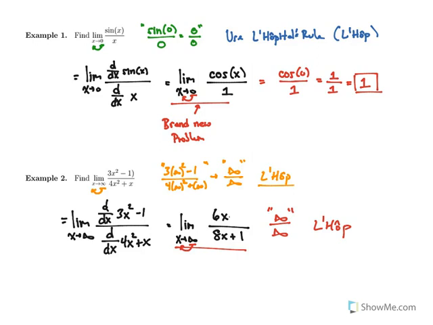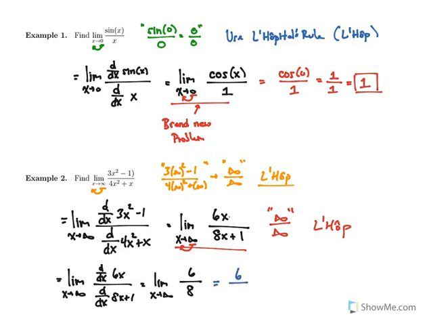We can use L'Hopital's rule more than once. This is like a brand new problem, and you can use L'Hopital's rule again. So this is going to be equal to the limit as x approaches infinity of the derivative of 6x over the derivative of 8x plus 1, which is equal to the limit as x approaches infinity of 6 over 8. And again, we have a brand new problem, but this is just a constant. This is just equal to 6/8. Maybe we can write that as 3/4. And that is our answer.